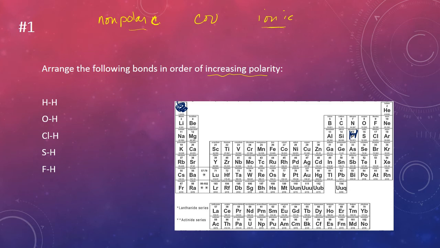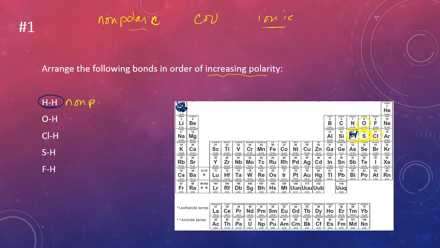All right, well, in this case, we have two hydrogens. They're identical. So what's your guess? If you said they're non-polar covalent, you are correct. Oxygen and hydrogen. Well, oxygen is right here, so let's wait on that one. Chlorine and hydrogen. Then we have sulfur and hydrogen. Hey, these guys are neighbors. Sulfur and hydrogen are neighbors on this one.